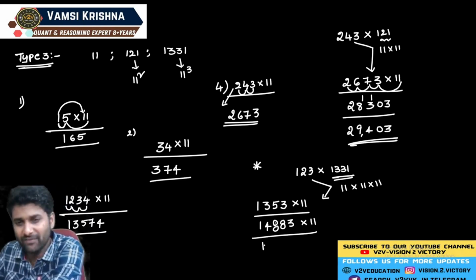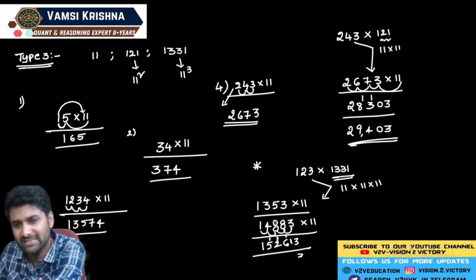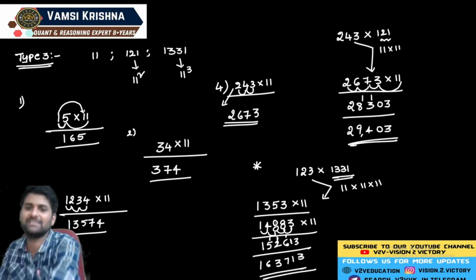Now see, it's a 1. Again, 1 plus 4 is equal to 5. 4 plus 8 is equal to 12. Take 1 carry forward. 8 plus 8 is equal to 16. Carry forward. 8 plus 3 is equal to 11. Carry over. Finally, 3. So, final resultant is 3, 1, 7, 3, 6, 1. So, that's your final answer.